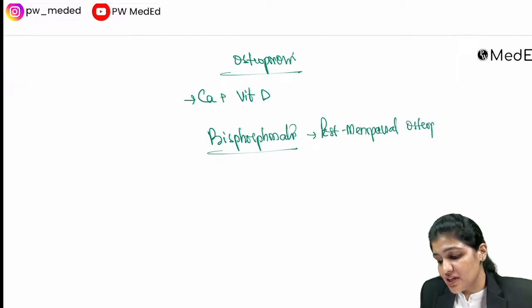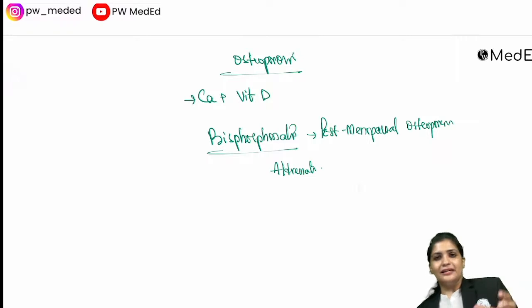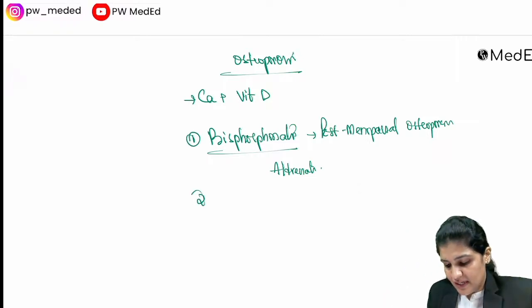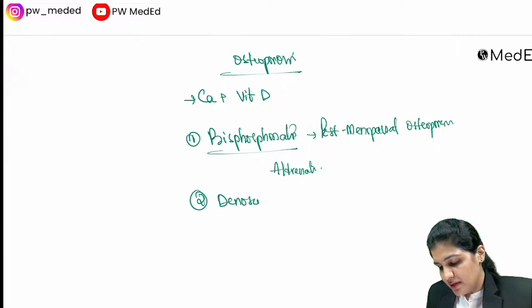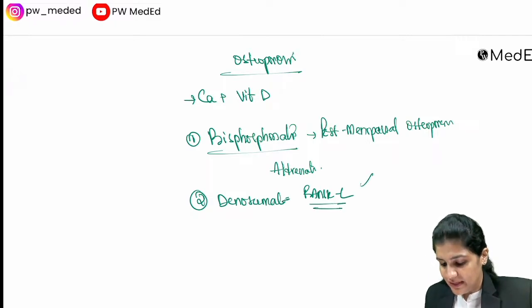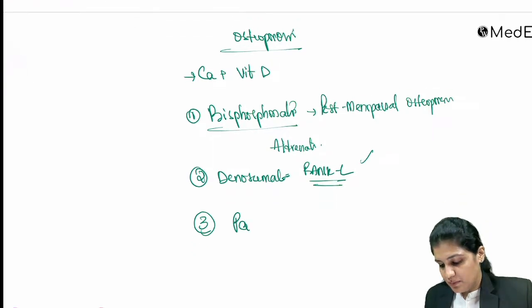There are various drugs available: alendronate, ibandronate, zoledronate. Alendronate is most commonly used. So first are the bisphosphonates, then you use denosumab. Denosumab is a RANKL inhibitor. Whenever the RANK ligand is inhibited, it will decrease osteoclastic resorption, right? So denosumab, and finally you treat with parathyroid hormone.